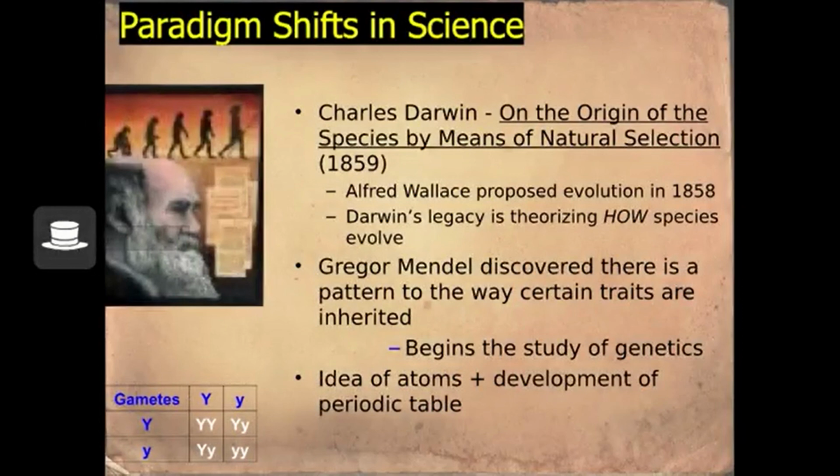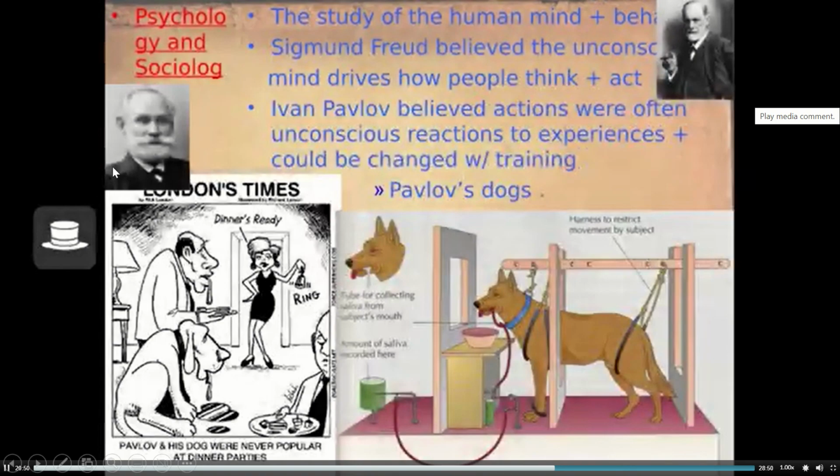But that kind of starts during this time period as well. You also have the emergence of the understanding of atoms and the periodic table and the understanding of what's actually happening with different substances. That's all taking place during this time. You have psychology, Pavlov, Freud. Pavlov's dogs, that's an interesting concept.